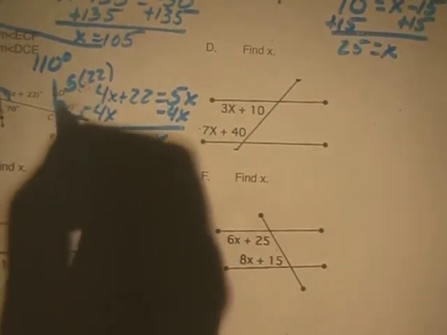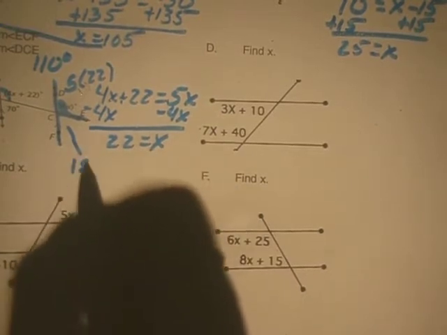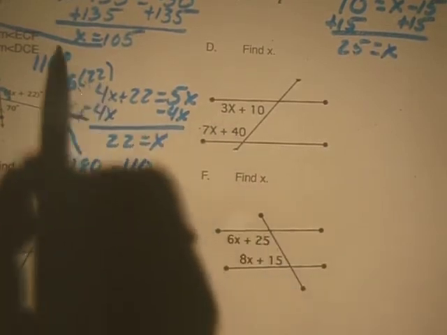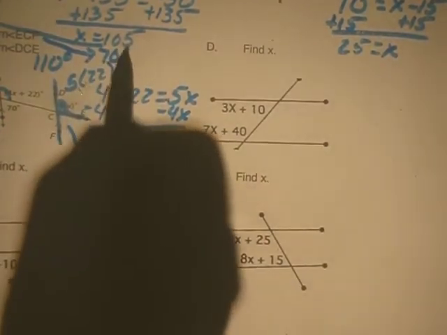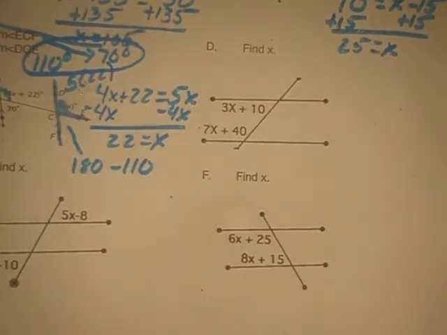And if this angle right here is 110 degrees, to figure out the one next to it, we would do 180 minus 110, and that would be 70 degrees. So 70 degrees and 110.